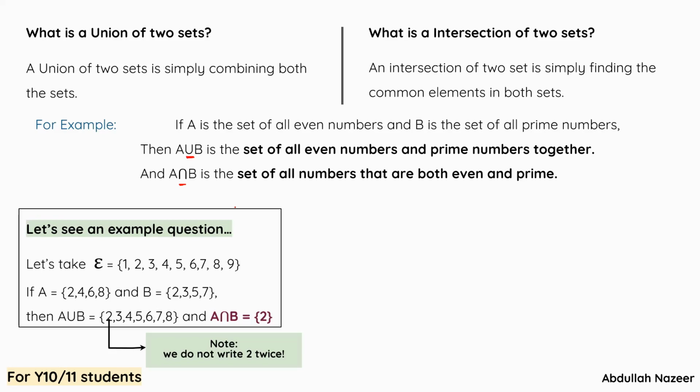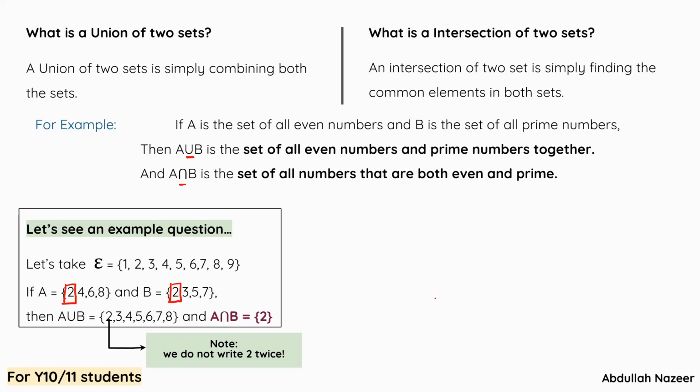And then coming to the intersection part, A intersection B is 2, because that is the only number that is common for both the sets A and B. So the intersection set only takes the number that is common for both set A and set B.